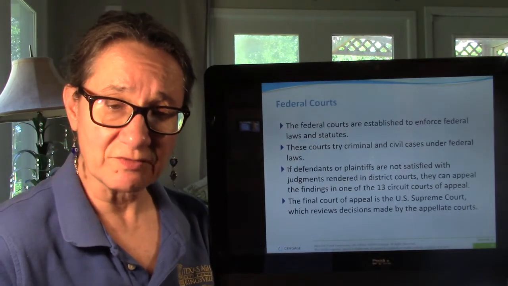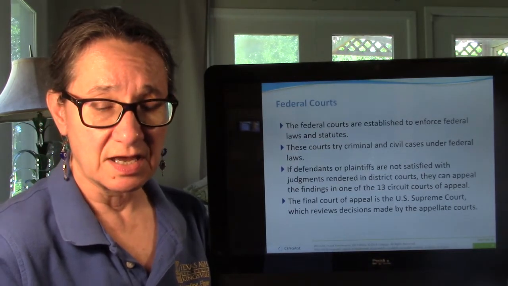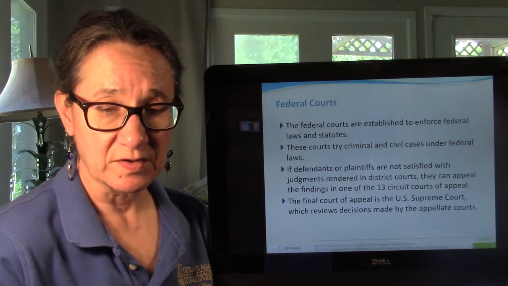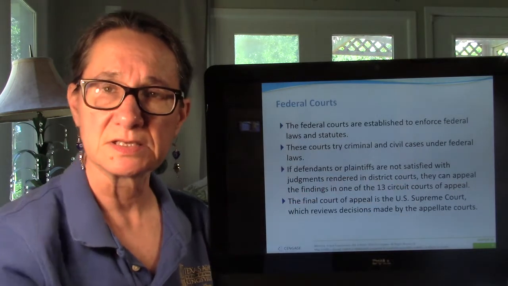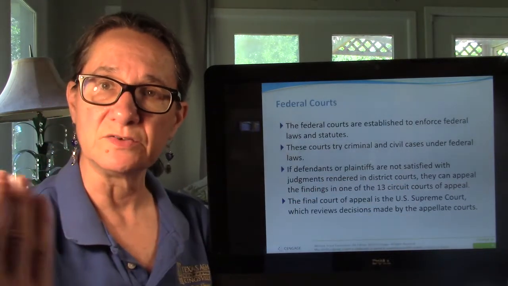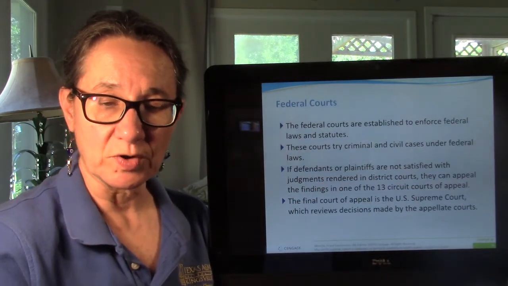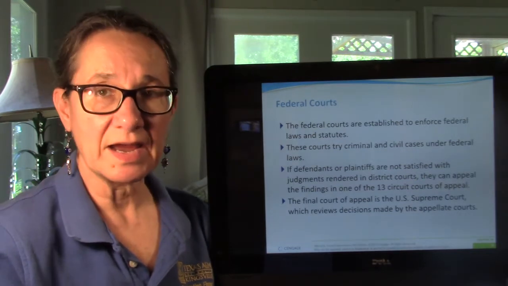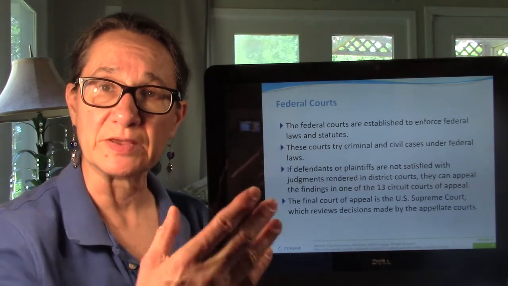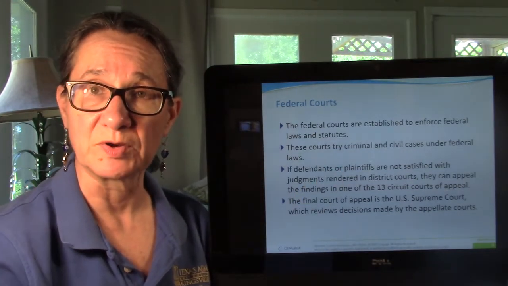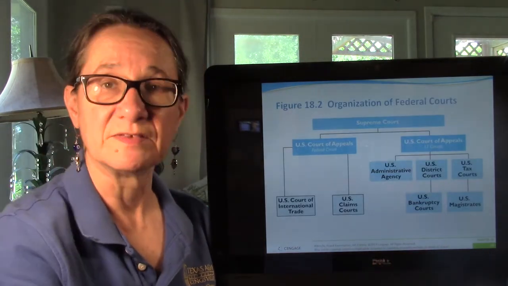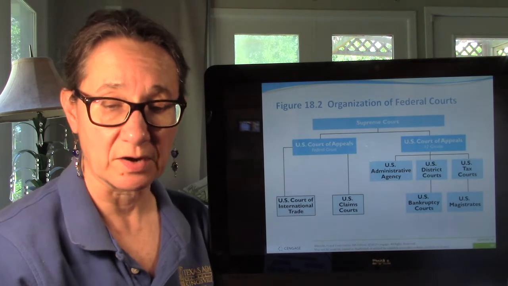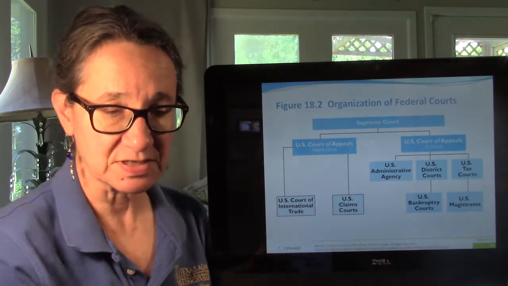So you could have criminal or civil cases, and there is an appeals court. There are 13 circuit courts that handle several states apiece, and depending on what state you're in, you'd go to that circuit court to appeal. And in the United States, the final appeals court is the United States Supreme Court. And if you can convince them to hear your case, you could appeal there. So here's how federal courts work.